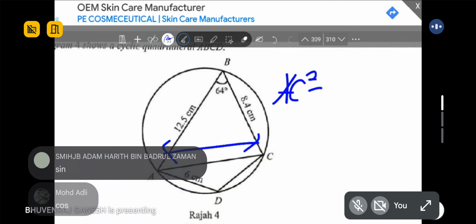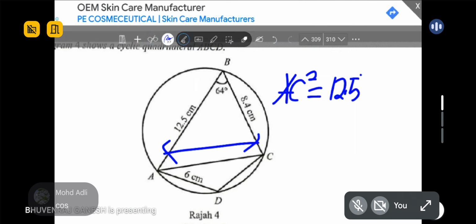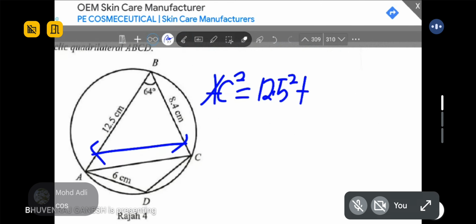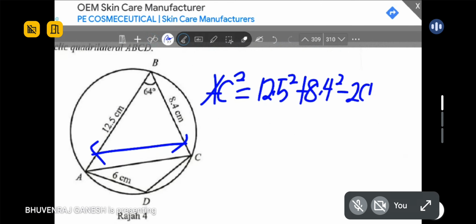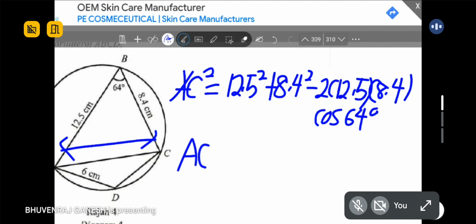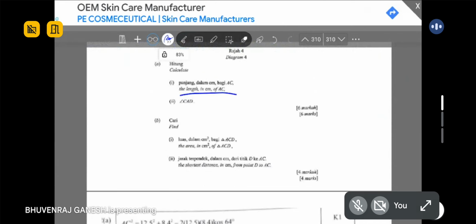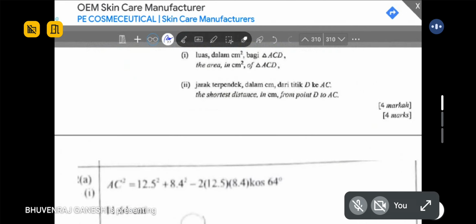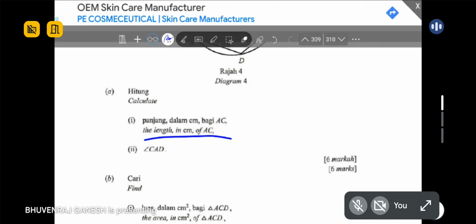So AC square equal to 12.5 square plus 8.4 square. Just use the formula lah. Guna rumus dia. Minus 2 times 12.5 times 8.4 times cos angle 64. Tekan calculator, you will get the answer for AC. Okay, how many cm? All right, so your answer will be 11.61 cm. Okay, jelas? Very straightforward lah.